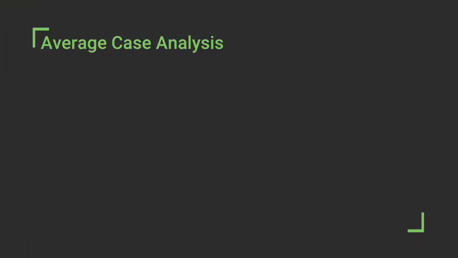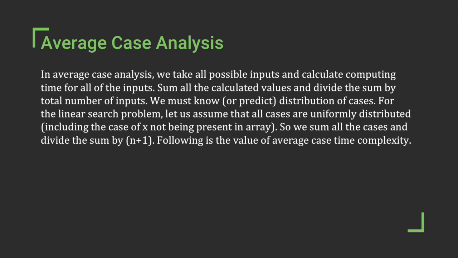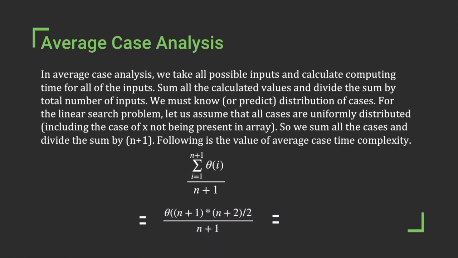Average case analysis. In average case analysis, we must take all possible inputs and calculate the computing time for all the inputs, sum all the calculated values, and then divide the sum by the total number of inputs. We must know the distribution of cases for the linear search problem. Let us assume that all the cases are uniformly distributed, including the case of x not being present in the array. So we sum all the cases and divide the sum by n plus 1. As we drop all the constant values, the complexity will depend only on the highest power of n, so the answer would be big O of n.